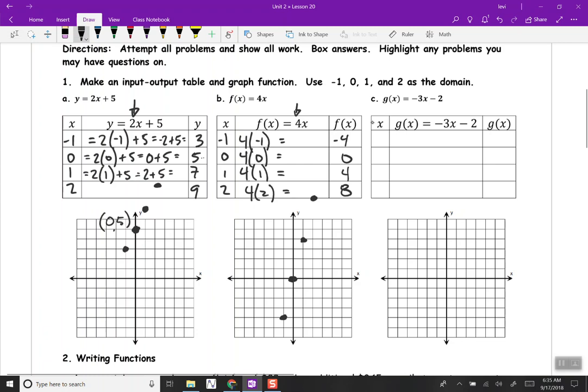Next one, -1, 0, 1, and 2. -3 times -1 minus 2. That makes 3 minus 2, which makes 1. So that's -1, 1 is our point. And we can see it looks like we should be going down 3. So let's check it out. -3 times 0 minus 2, well, that's 0 minus 2, which equals -2. So that's 0, -2. Hey, we went down 3.